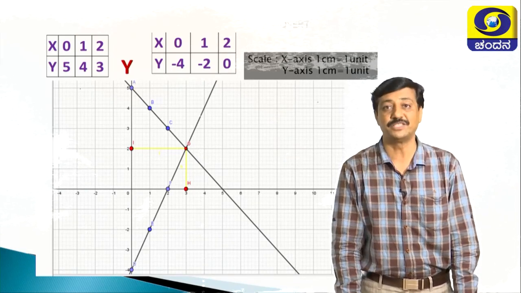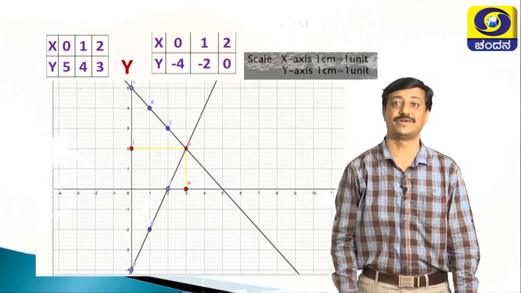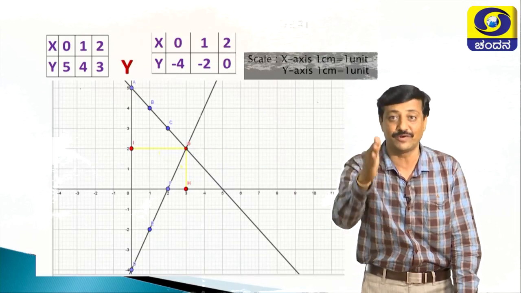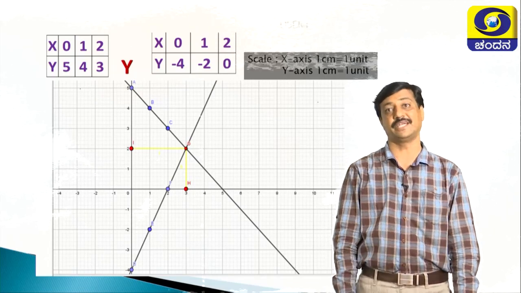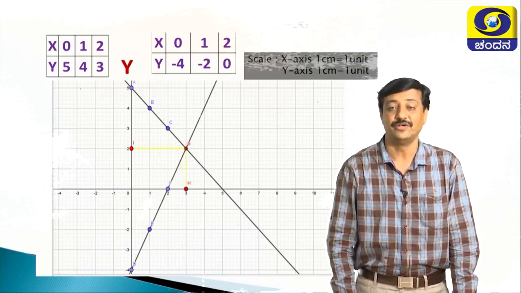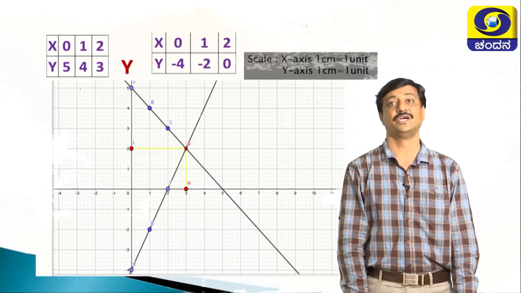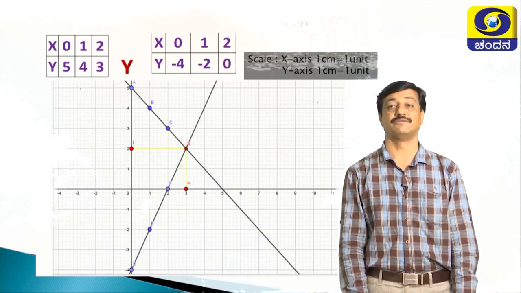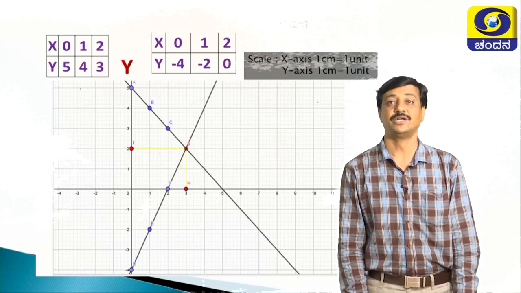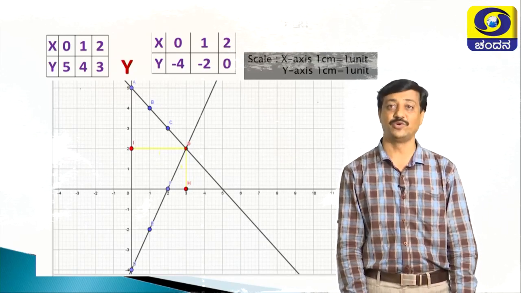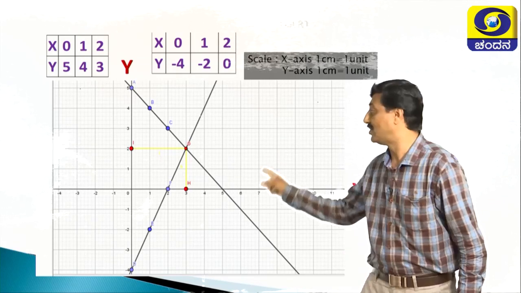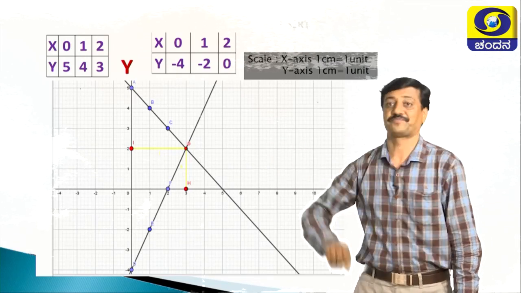X value is positive, again move +1 towards the positive x-axis, and y value is -2, so again you have to go in the downward direction. Since y is negative, you have to move downwards. Hence you get the point 1, -2. Finally, you have to locate 2, 0. X value is 2 units and y value is 0. So 2, 0 lies on the x-axis.